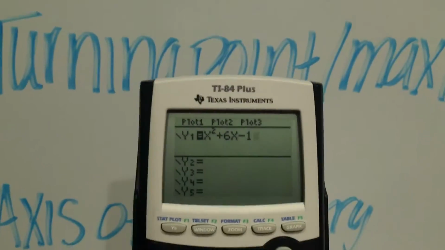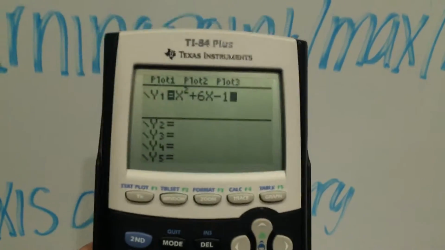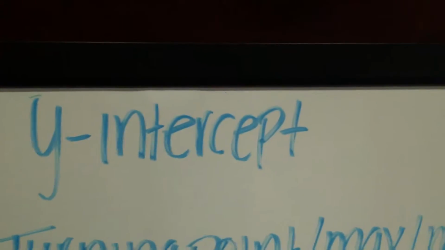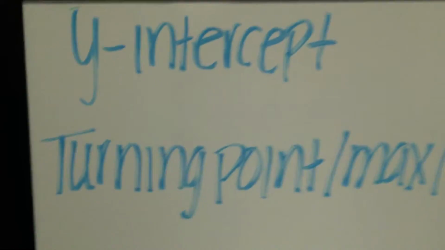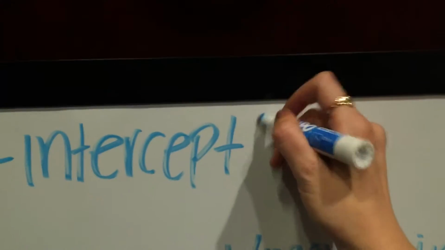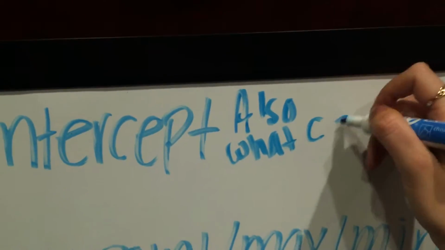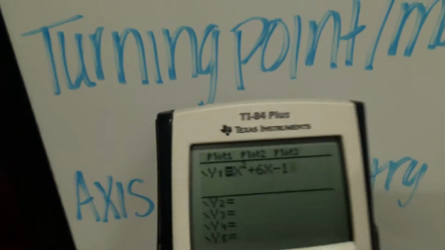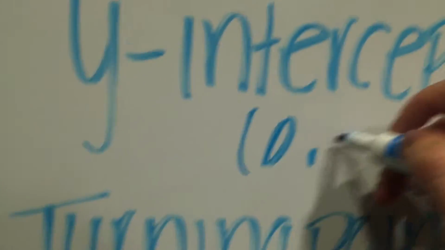So here is the formula that we're gonna use: x squared plus 6x minus 1. Now, I want to know what my y-intercept is. Remember, guys, your y-intercept is also what c equals. When I look here, my c is equal to -1. So my y-intercept is 0, -1.